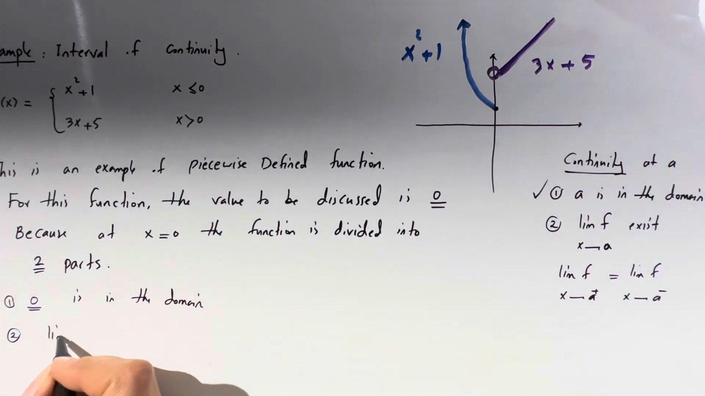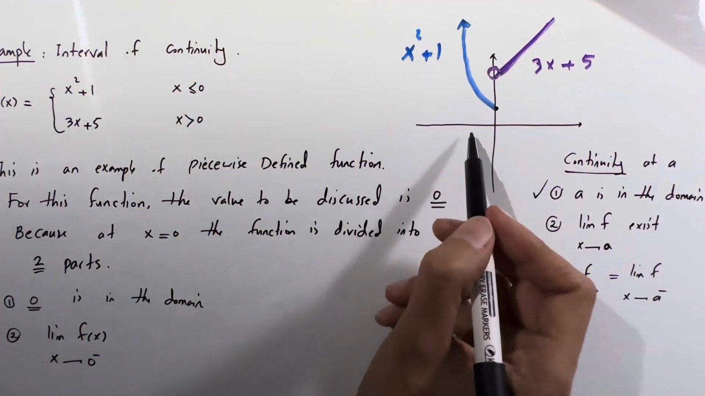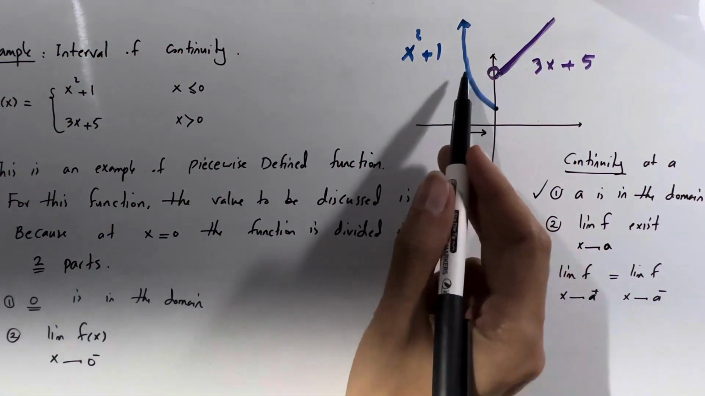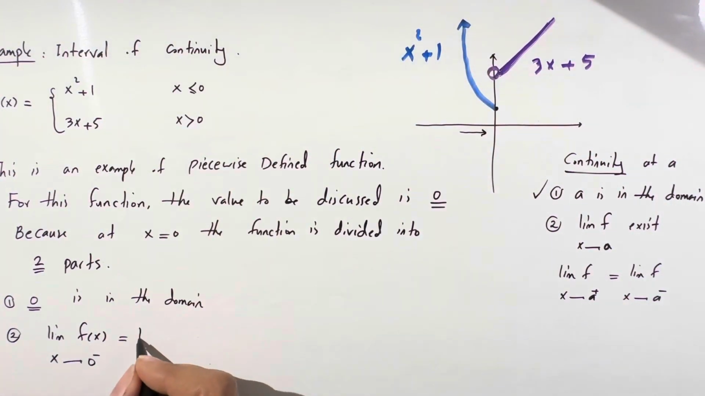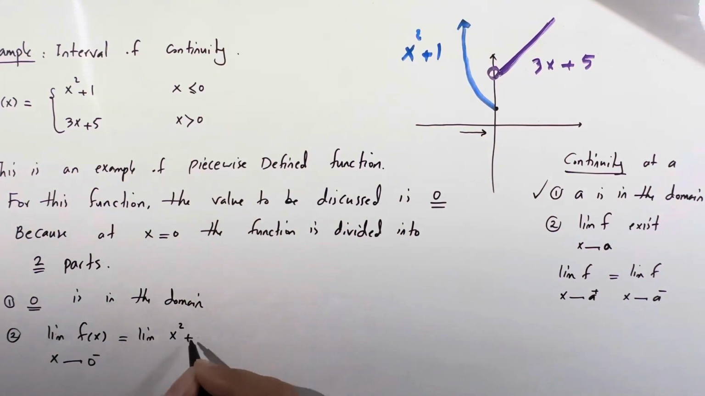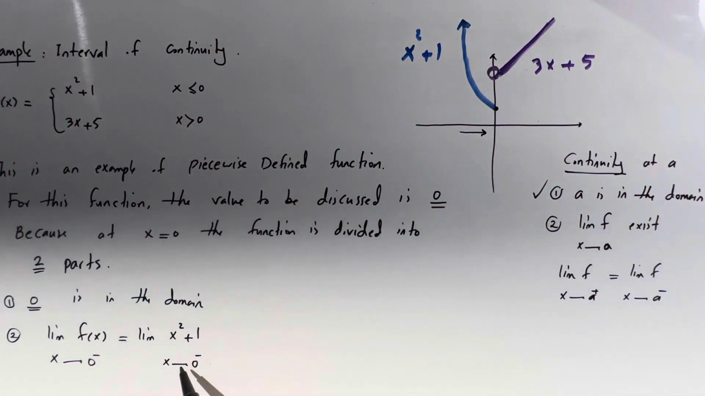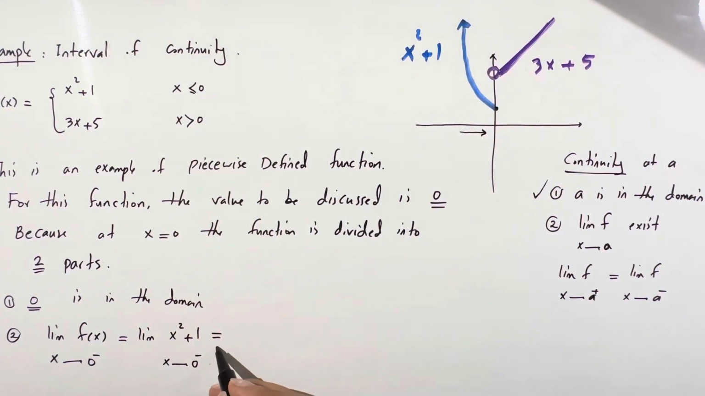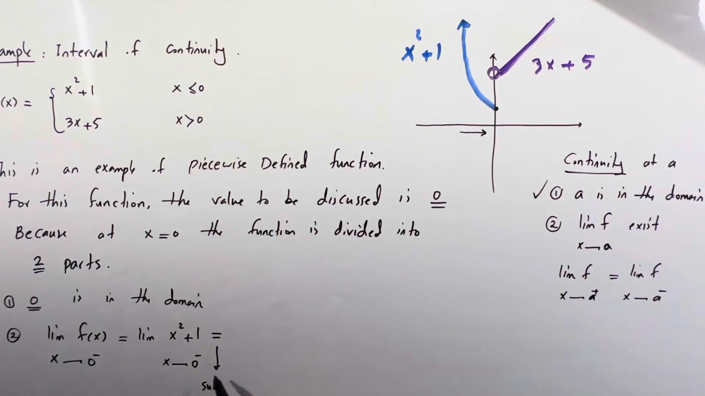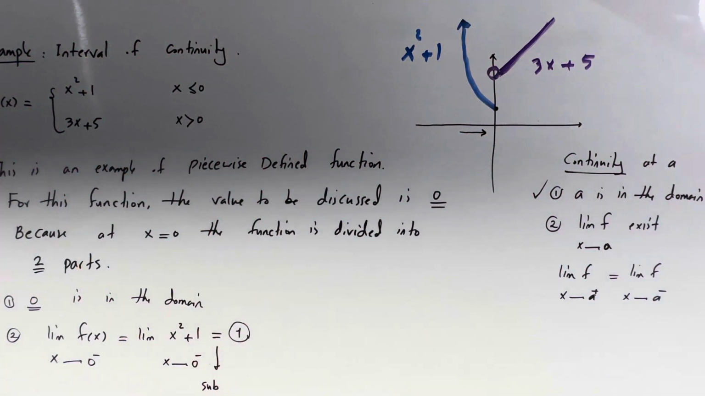So the limit of the function as x approaches 0 from left hand side, we are on the quadratic function. It's going to be the limit of x squared plus 1 as x approaches 0 from left. Well, this is just simple substitution. Why is that? Because this function is a quadratic function. By substitution, you can easily see the limit from left is 1.